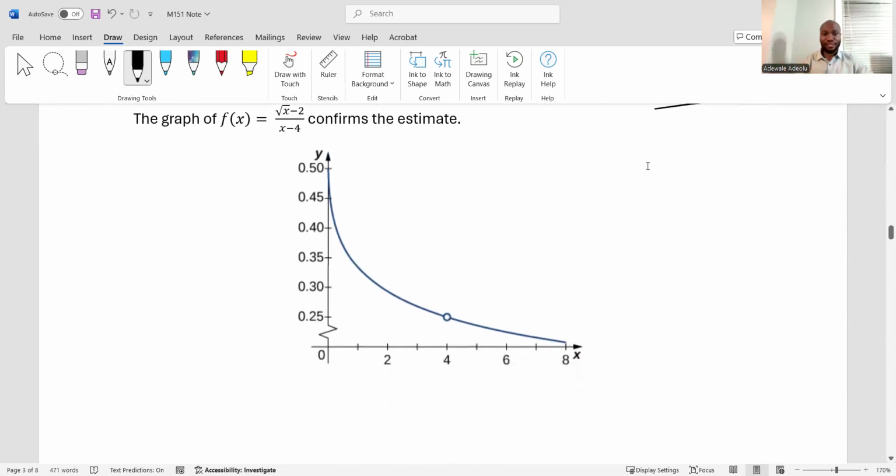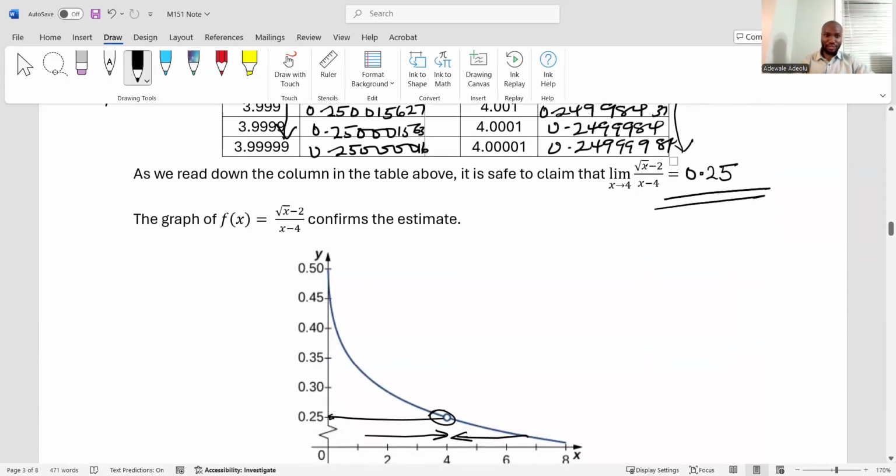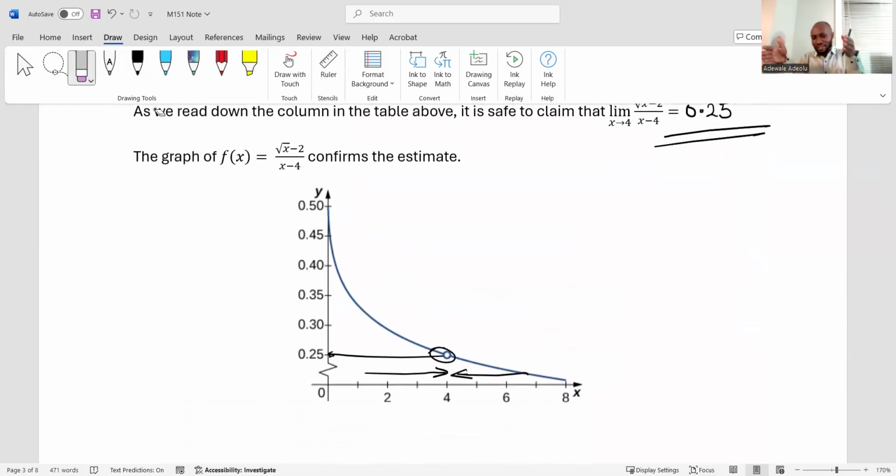So, and if you use any technology to graph it, then you will see that on both sides, as x tends to get to 4, the y value is trying to get to 0.25, even when that point is not there. The reason being that we have already seen that we cannot plug in 4 here because it is going to make the function undefined. So that function is not defined at that point, but we know what is happening in the neighborhood of that point.